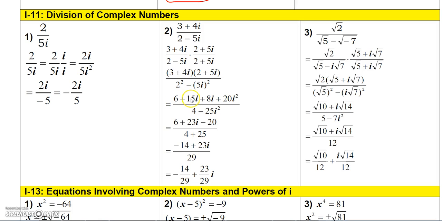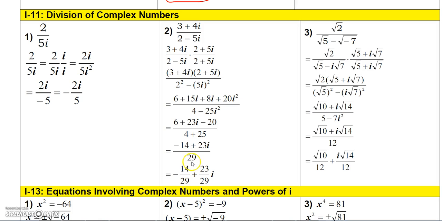Now I'm going to go ahead and combine the 15i and the 8i here, and I'll get 23i. And then remember, 20i squared is 20 times -1, so that's going to be minus 20. Now let's look at the bottom. The bottom, I have 4 minus 25i squared. Well, if you got minus 25, and you remember that i squared is -1, then minus 25 times i squared would be positive 25. Okay, now the next step, in my numerator, I'll take 6 minus 20 and get -14, and then just bring down the plus 23i. And in the denominator, I'll add the 4 and the 25, and that'll give me 29.